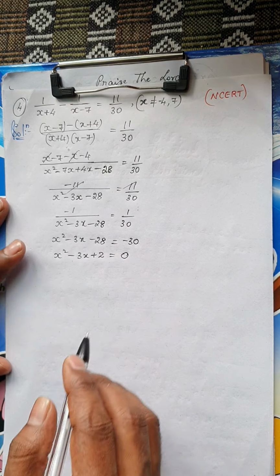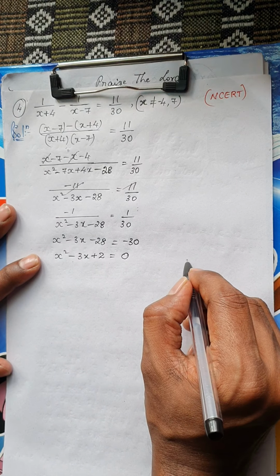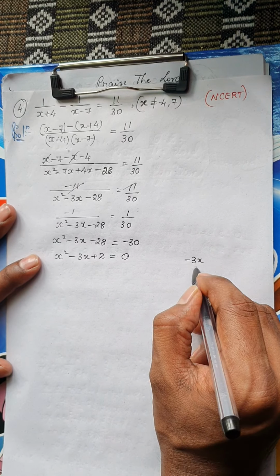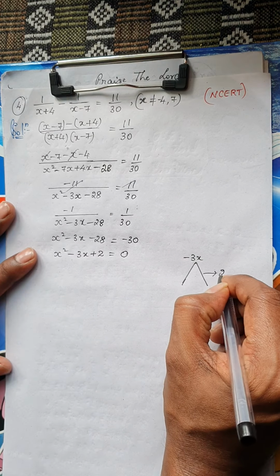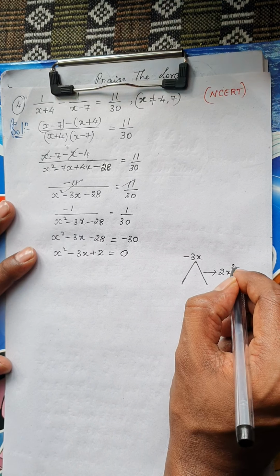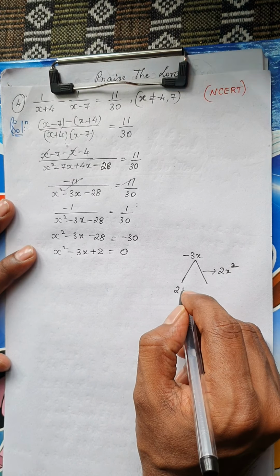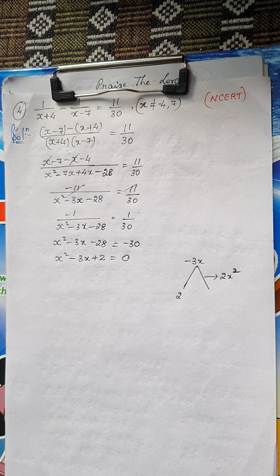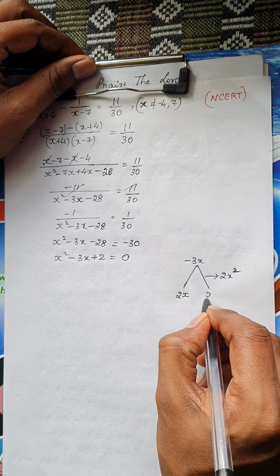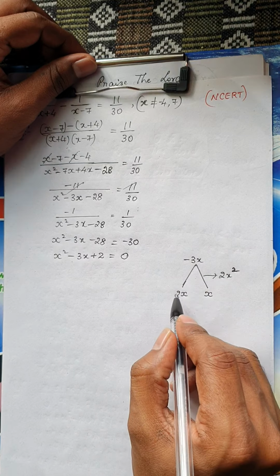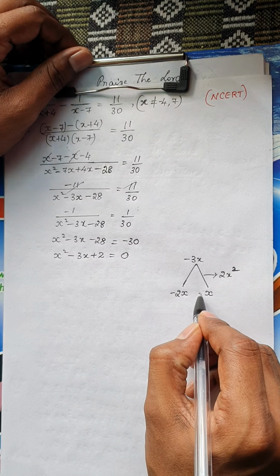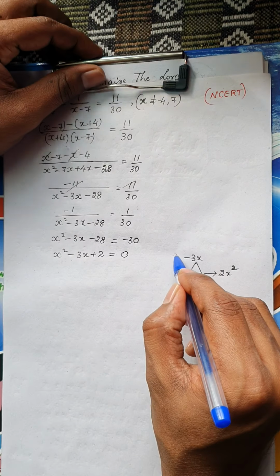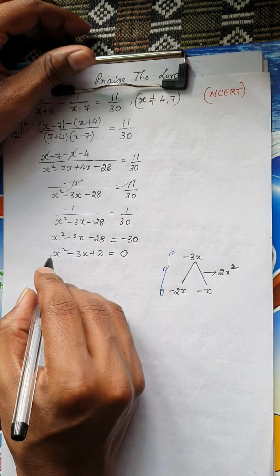So I have a quadratic equation which can be simplified. I'm going to use factorization over here. I have minus 3x. The product of the terms should be 2x squared, so the two terms I'm going to split as 2x and x. The product should be positive, so both are either positive or negative. Since I have minus 3x here, minus 2x and minus x will give me 2x squared.